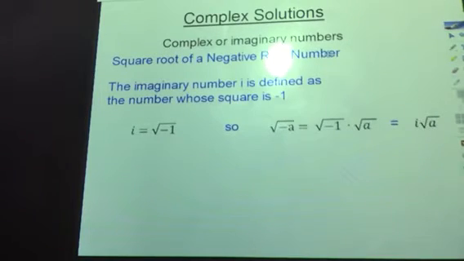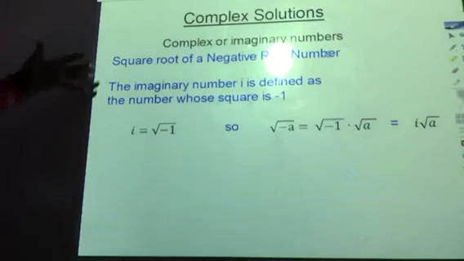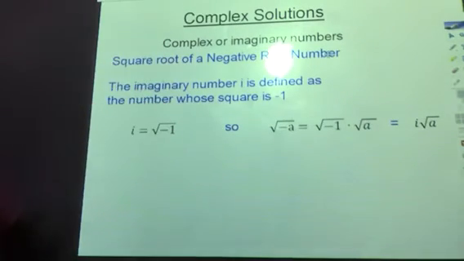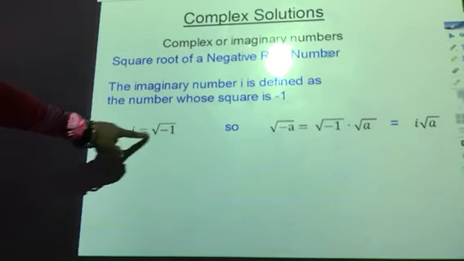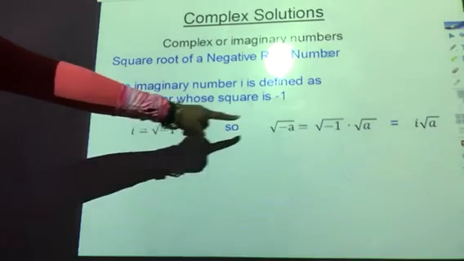So today we have actually two goals. We're going to be discussing complex solutions. Sometimes complex solutions are called imaginary numbers. Okay? And what that is, is the square root of a negative number. So the square root of a negative number should be written as this.